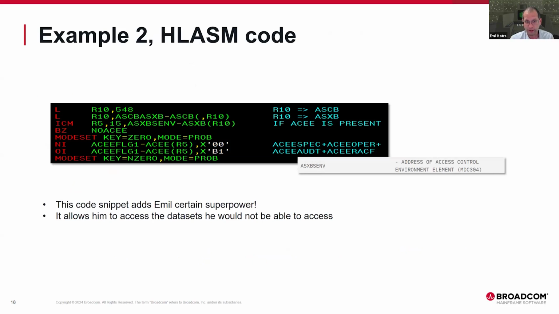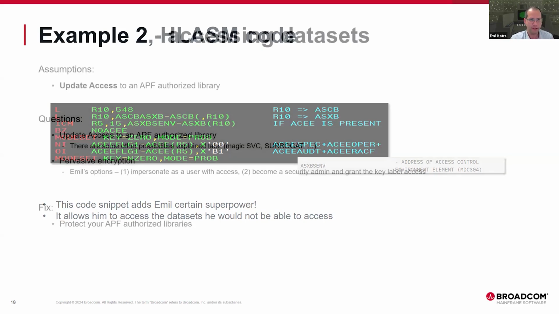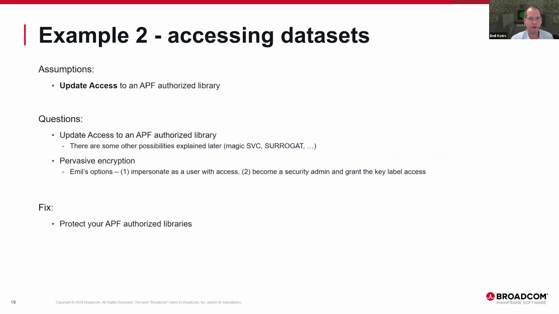But again, if Emil discovers an unprotected APF authorized library, he can write a simple code here, just a few lines of code, which gives him certain privileges that allow him to read basically any data set. So with this snippet of code, Emil gains some superpower and can read any data set, including those Db2 data sets. Later in the slides, I will show you what's going on here, because this is just some magic, you might think, but there is some logic behind it, and I will explain it in a minute.